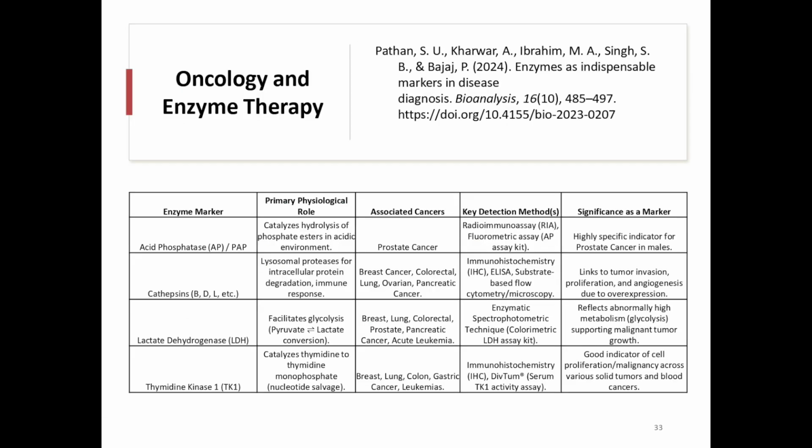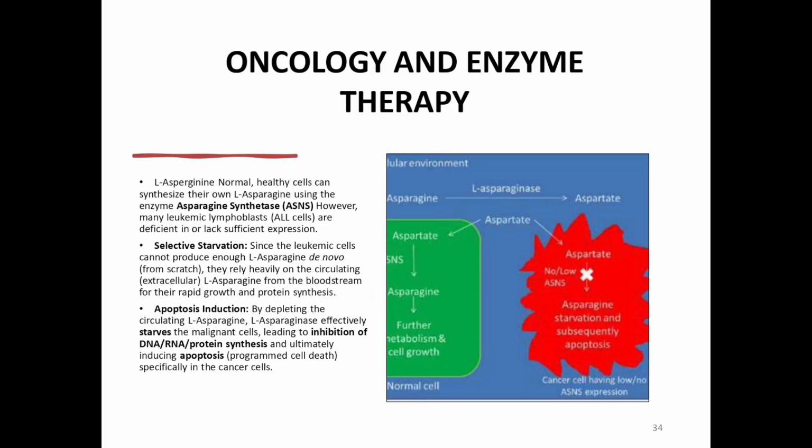Enzymes function as indispensable markers in disease diagnosis, including in oncology. Acid phosphatase, AP, or PAP, is a highly specific indicator for prostate cancer. Cathepsins are lysosomal proteases whose overexpression links to tumor invasion, proliferation, and angiogenesis in cancers like breast, colorectal, and lung cancer. Lactate dehydrogenase, LDH, reflects abnormally high metabolism glycolysis, which supports malignant tumor growth in various cancers. Thymidine kinase 1 or TK1 activity is a good indicator of cell proliferation and malignancy across various solid tumors and blood cancers.